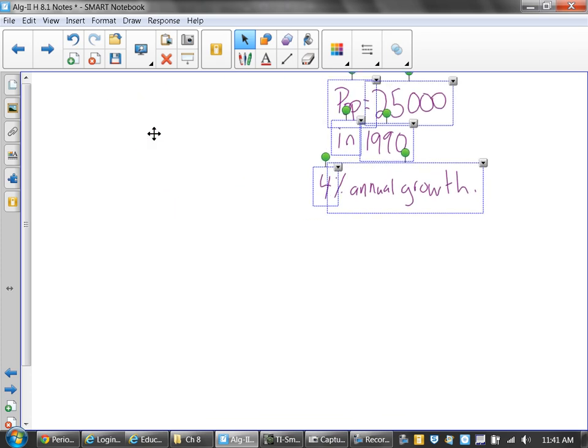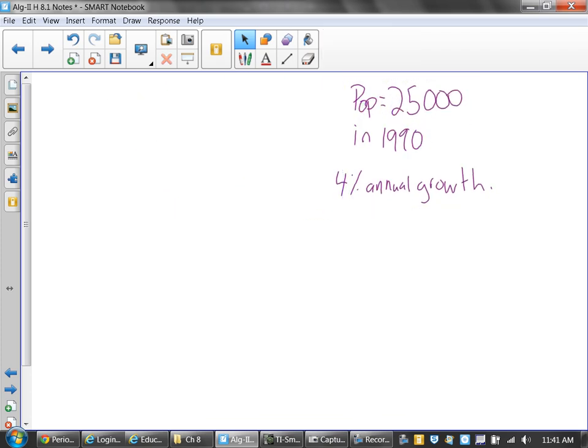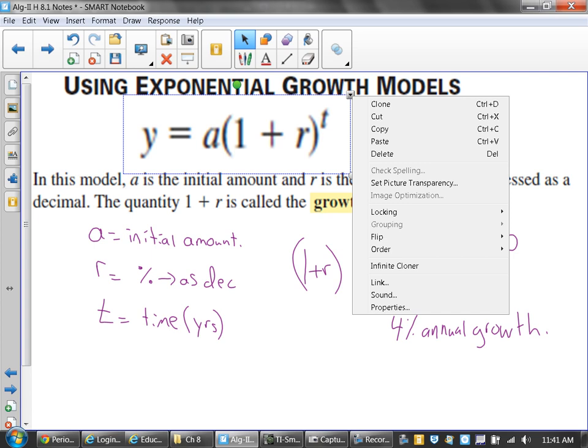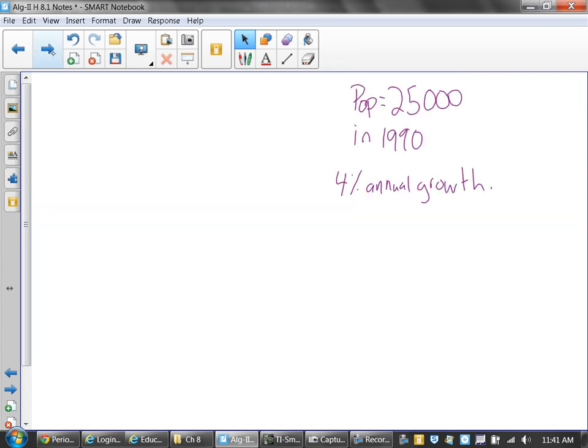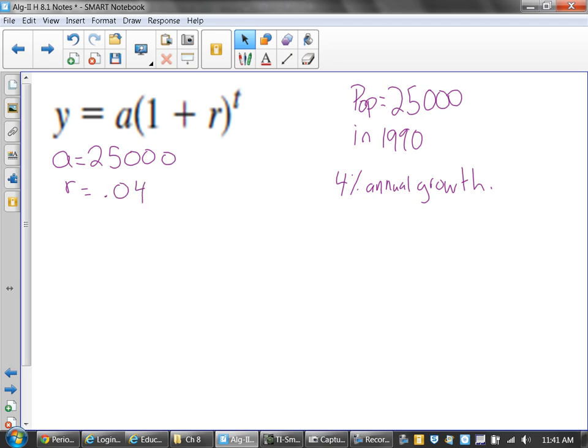So our growth one. What's your A value in this case? 25,000. Our R is going to be 0.04. And I'm just going to leave it in terms of T for right now. So when I write this out, it would be Y equals 25,000 times 1.04 to the T value.